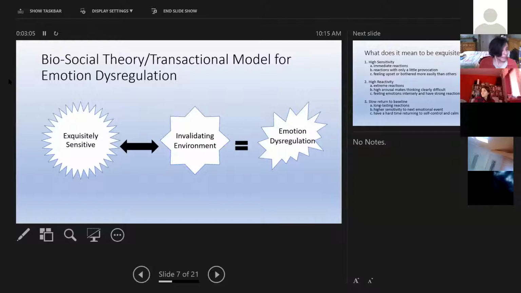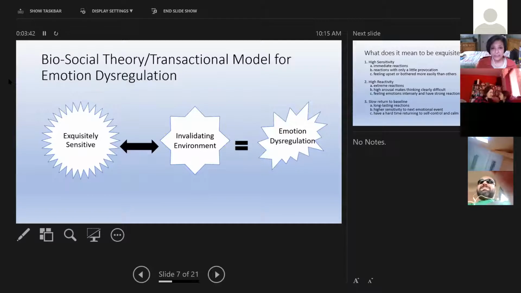Now, in terms of the biosocial theory for emotion dysregulation disorders with children, we do present these theories to our kids, to 8-year-olds. We talk to them about how we view them as being exquisitely sensitive kids, and that they then transact with an invalidating environment. I'm going to go through and talk about each of these, and that results in emotion dysregulation.